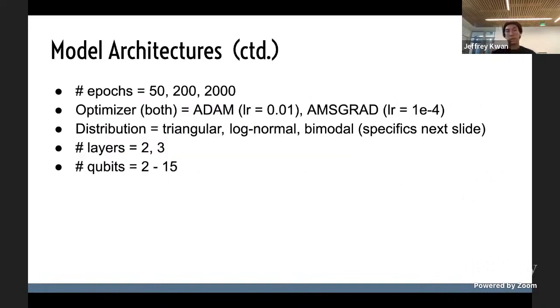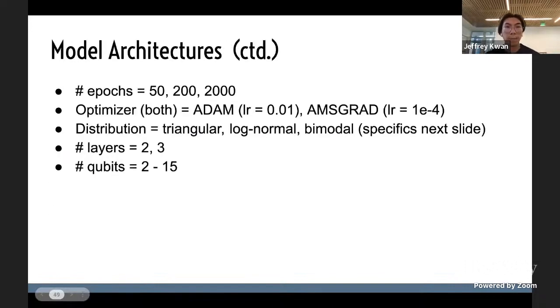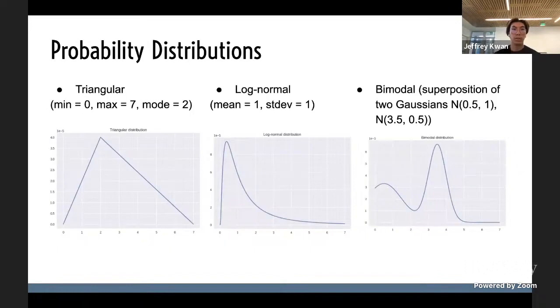Here are some other hyperparameters in case you're interested. I'm just going to highlight that I used the range of 2 to 15 qubits, and anything beyond that took way too long to train, so I didn't bother with that. And for the probability distributions I was trying to imitate, there are 3. So you have this triangular one here, you have a log normal one, and you have a bimodal. These were all taken from the paper, so they're pretty much arbitrary choices.